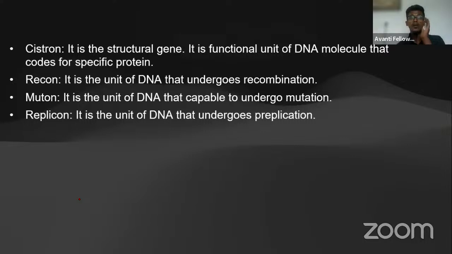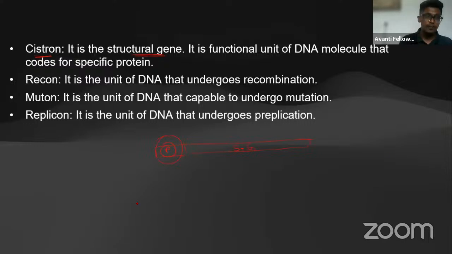Let's see what is the meaning of each of these things. What does a cistron mean? It is nothing but a structural gene. So a cistron is where you have a promoter sequence followed by a gene, which is a functional unit of DNA and it codes for a specific protein. This is a protein coding sequence. I will call this the promoter region and this is your structural gene. So this is controlled by a promoter.